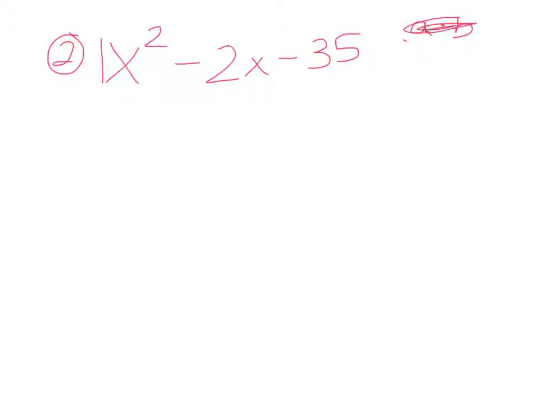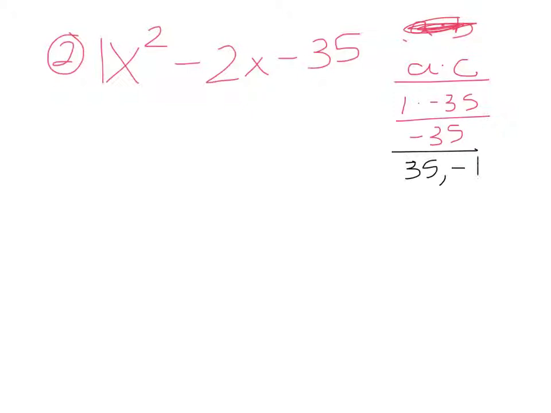We're going to take a times c, which means that we're going to take 1 times negative 35, which means we get negative 35. And we're going to find the factors of negative 35. So that gives me 35 and negative 1. We can have negative 35 and positive 1. We can have 7 and negative 5. We can have negative 7 and positive 5. And those are all your factors of negative 35.